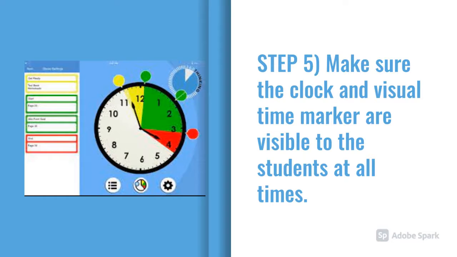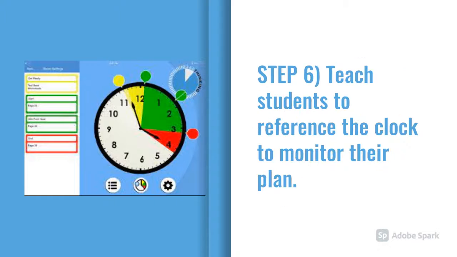The next step might seem obvious, but is often forgotten. It's absolutely essential that the clock and time markers are visible to students at all times so they're able to reference them as they monitor their own performance. Furthermore, when working, we should prompt students to reference the clock to monitor their plan. For example, we could say something like, we've been working for 10 minutes, which means we're at our midpoint. Tell me how many problems you have done.